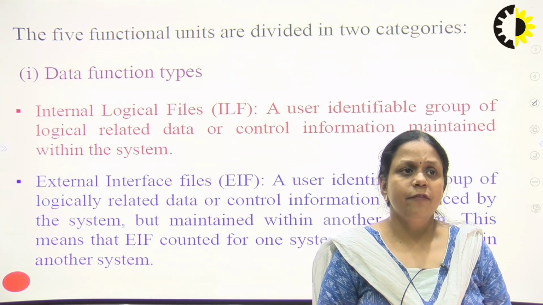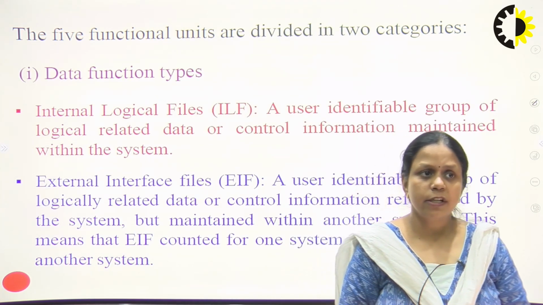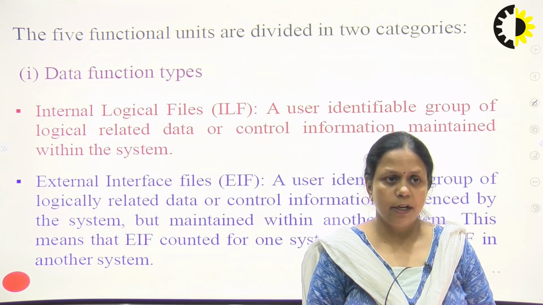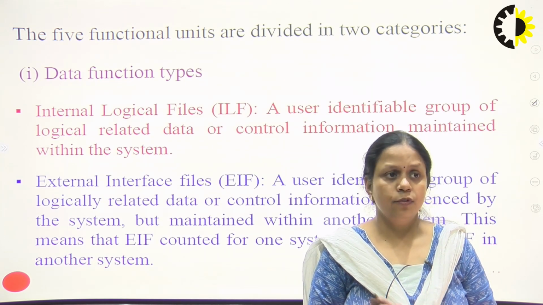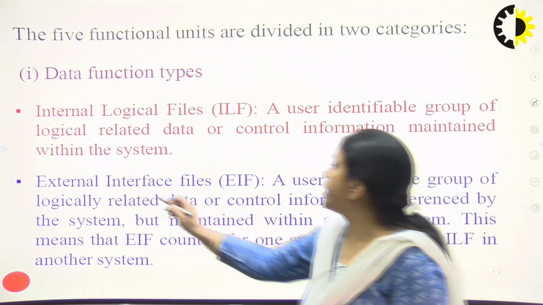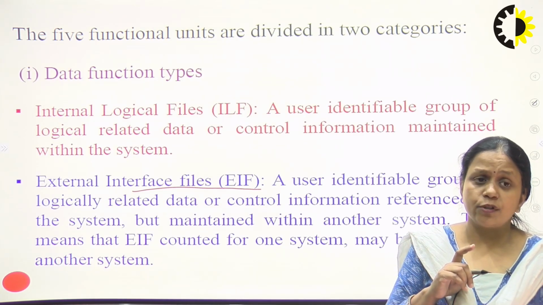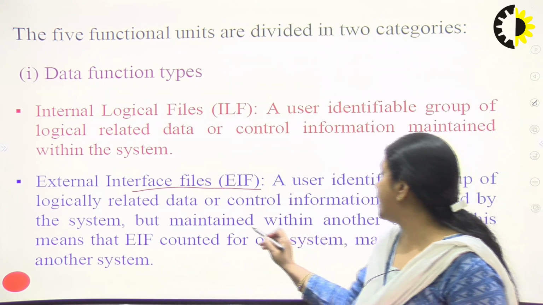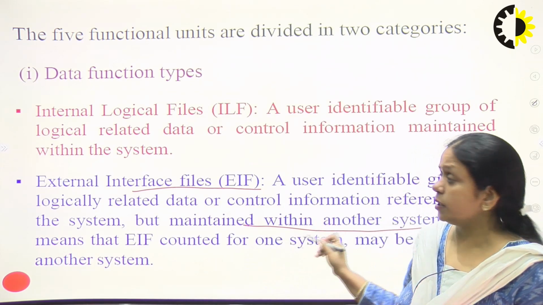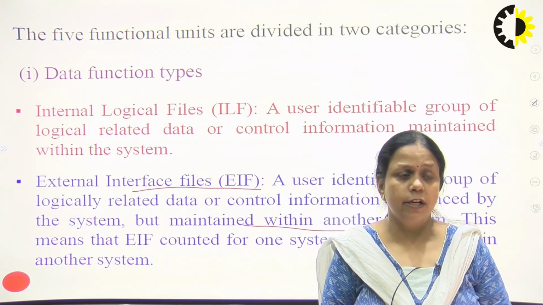Now the 5 function point units we will see again in detail. They are divided into 2 categories: data function types. First is the internal logical file, a user identifiable group of logically related data or control information maintained within the system. So internal logical files are those files which are maintained within the system. The next is the external interface file, and these are the files which are maintained within another system. This is the major difference between these 2 files, and the information is being used in our system also. This is the main difference between these 2 types of data function types.